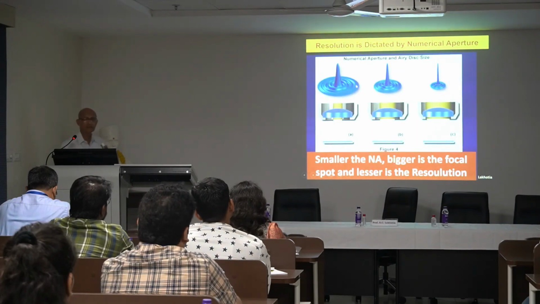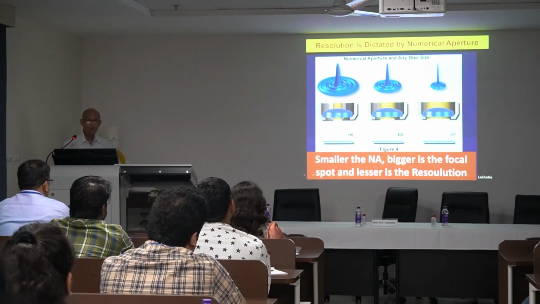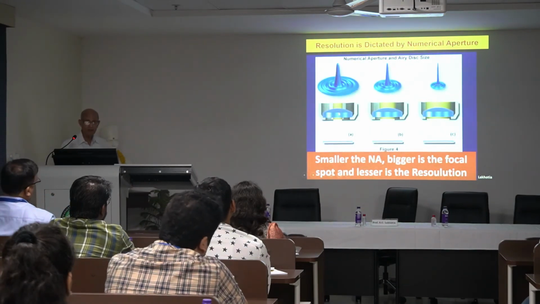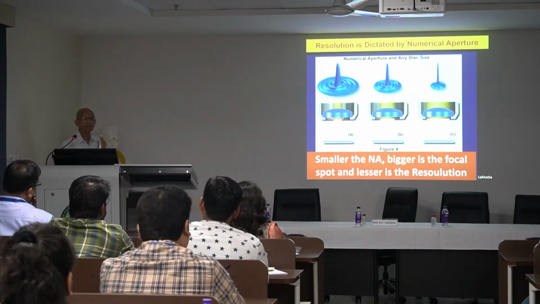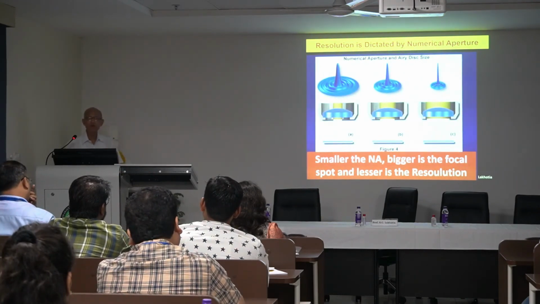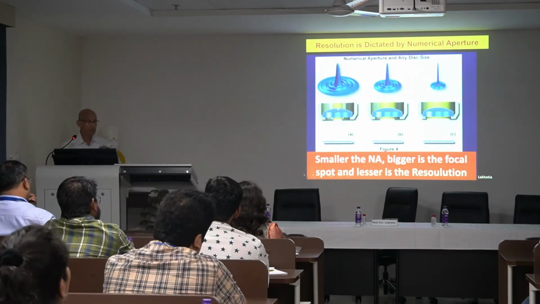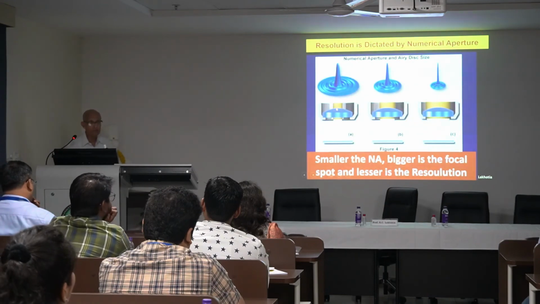And the diameter of the Airy disk is defined by the NA of the objective. Lower power objectives have lower NA, high power objectives have higher NA. But it's not necessary that every 100x objective will have 1.4 NA or 1.25 NA. It depends on what kind of objective is made, what kind of glass, how the lenses are arranged, and what the immersion medium is.